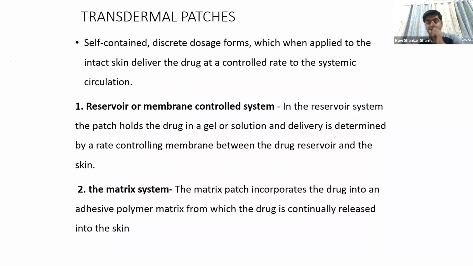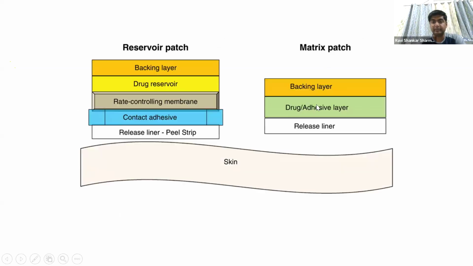Then the transdermal patch. Two types of patches are available. One is the reservoir or membrane control system. Here, the reservoir in the patch holds the drug in the form of gel or solution, and delivery is determined by the rate controlling membrane between the drug reservoir and the skin. But in the matrix system, there is a continuous release of the drug. So this is the matrix system on the right side, and this is the reservoir patch. In the reservoir patch, there's a layer of contact adhesive between the skin and the rate controlling membrane.